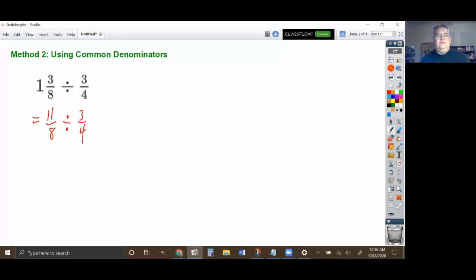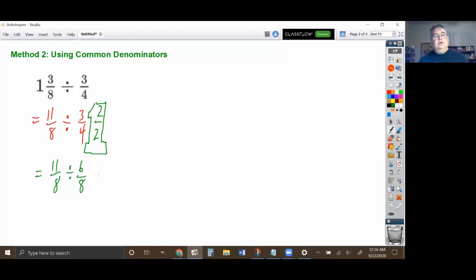Let's use 8. So if I take this 3/4 and I multiply it by a giant 1 that can get me into my 8ths, like 2 under 2, then I'm left with 11/8 divided by 6/8.